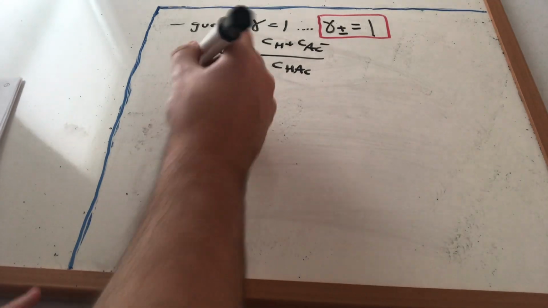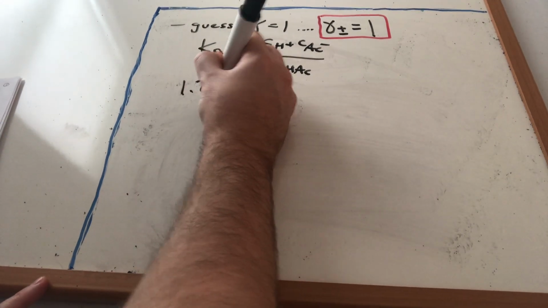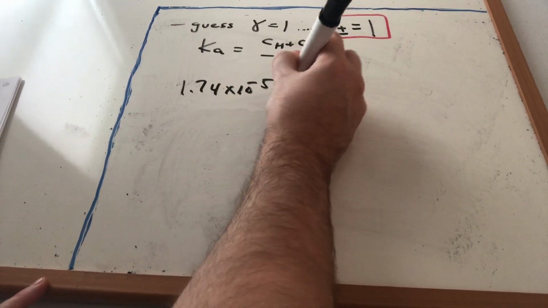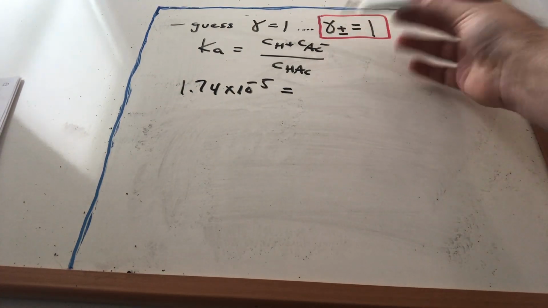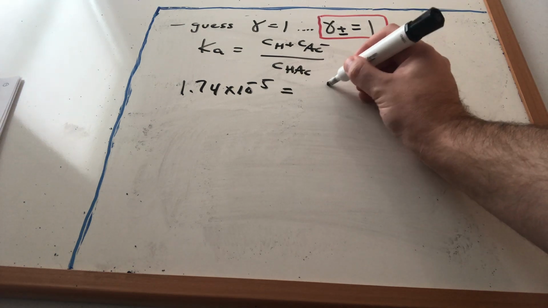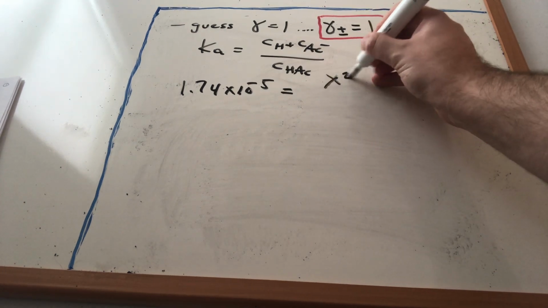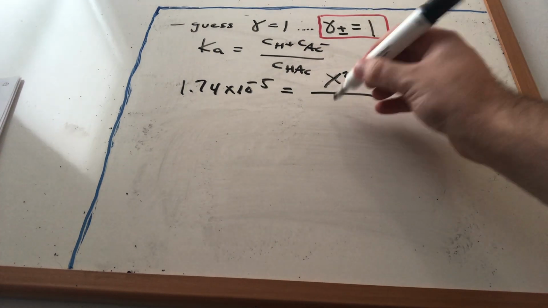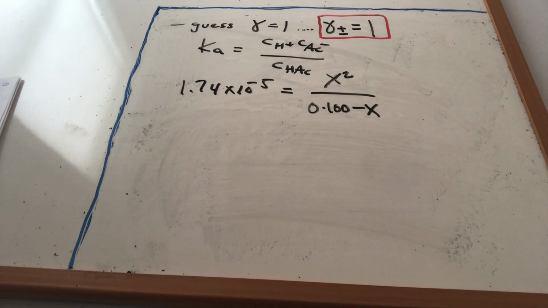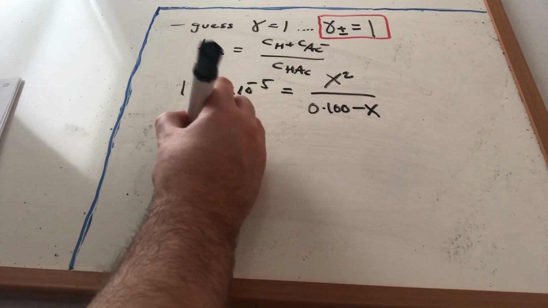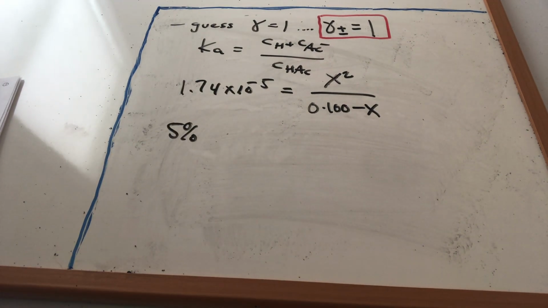So here's what we're going to do. We're going to put 1.74 times 10 to the minus 5 over here. My concentration of H plus from the table was X, and my concentration of AC minus was X, so I'm going to have an X squared on the top. This was 0.100 minus X on the bottom. This is a great opportunity to use the 5% rule, which again you analyzed last week.